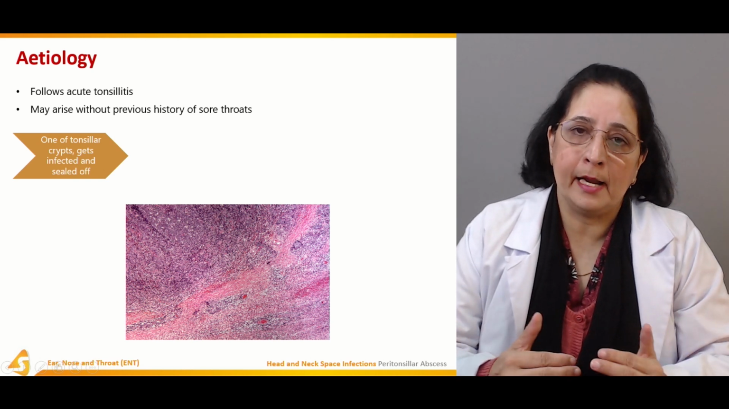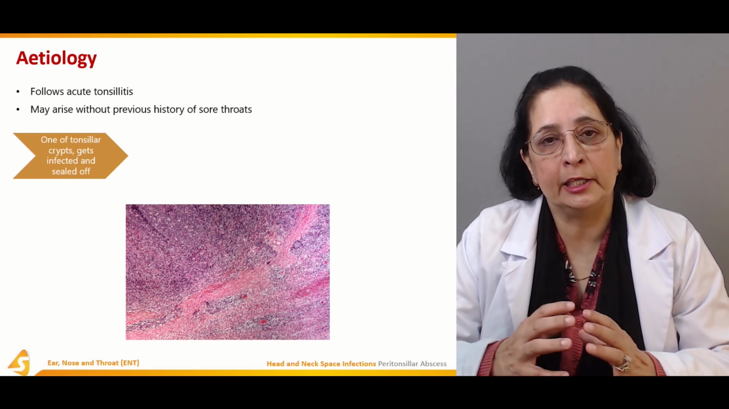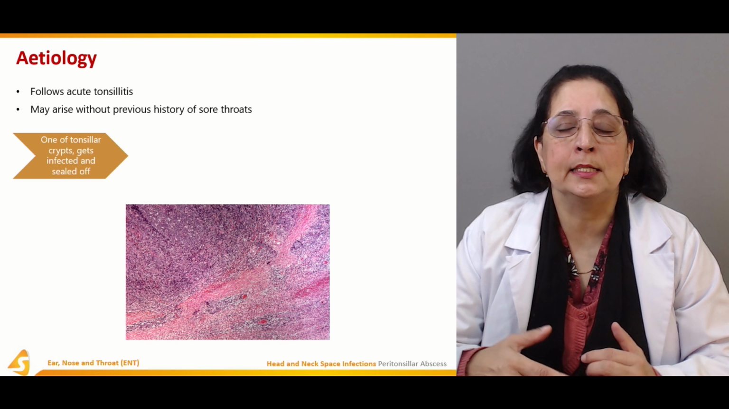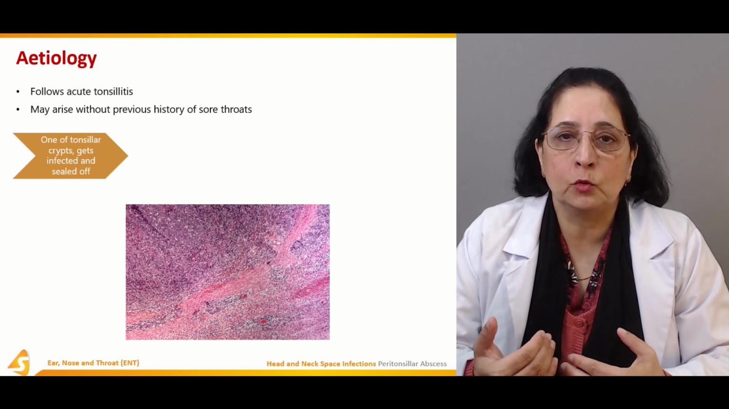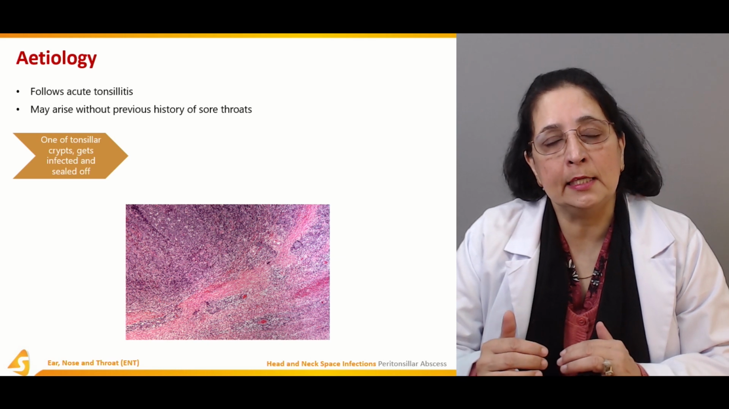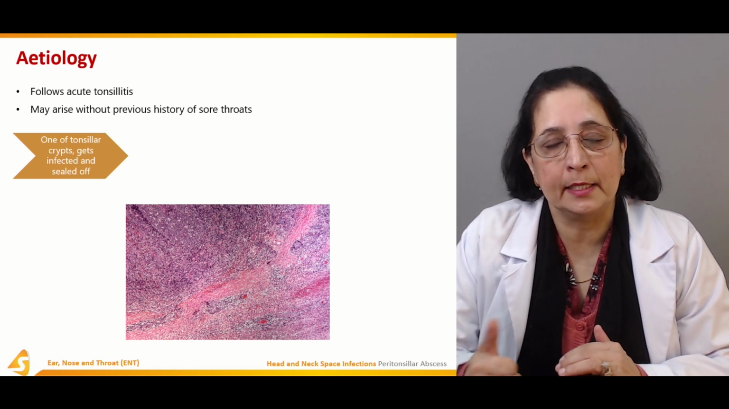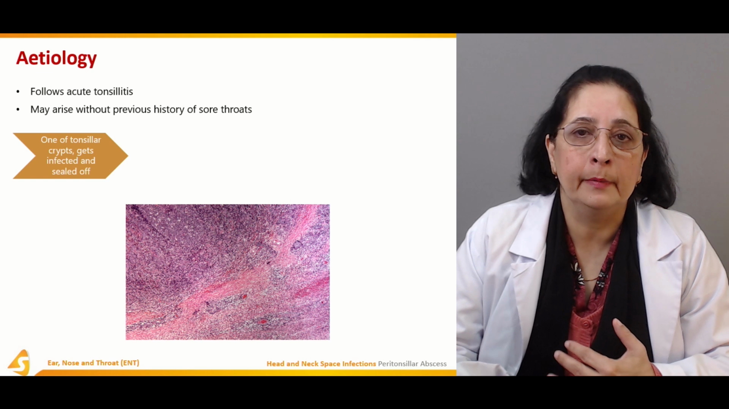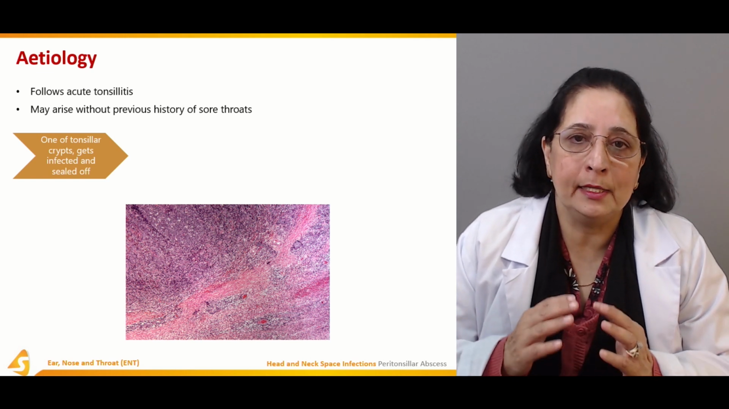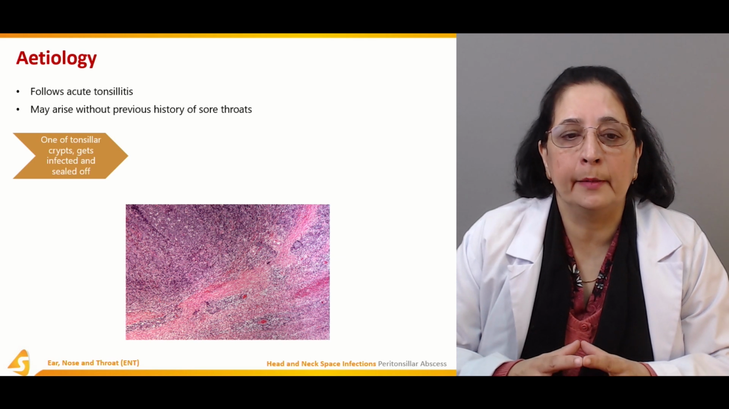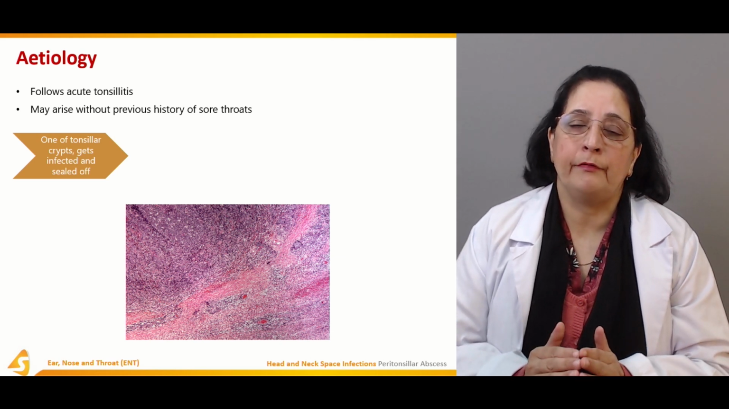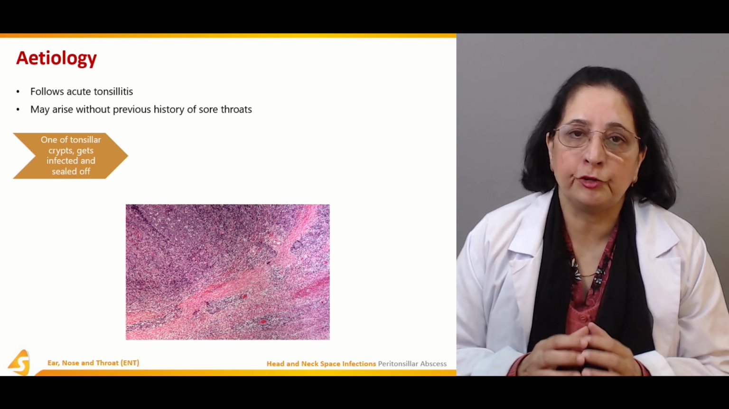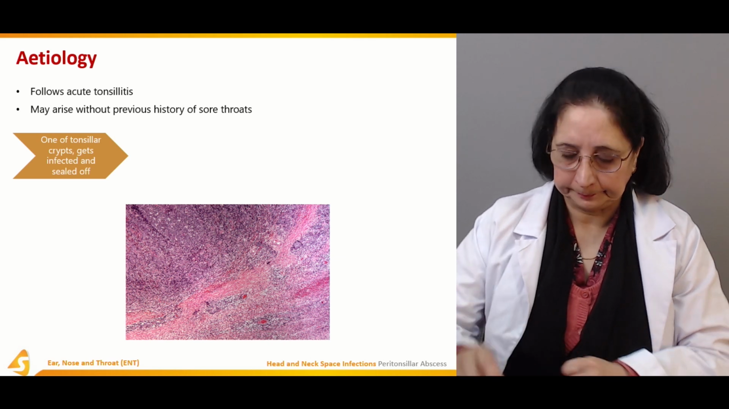So it can occur as a result of acute tonsillitis, and in acute tonsillitis, we know, a very prominent symptom is sore throat, difficulty in swallowing, and so on. But peritonsillar abscess can sometimes occur without any history of sore throat. Sometimes a patient develops peritonsillar abscess when the crypts of the tonsils become infected, and once the crypts are infected, they get sealed off, and the infection stays in the crypts of the tonsils.